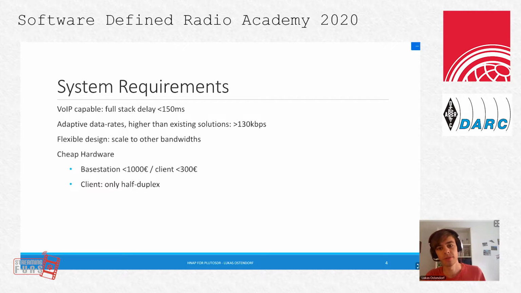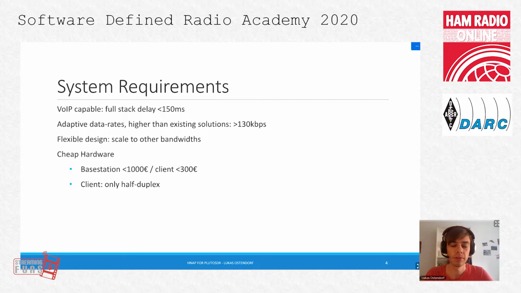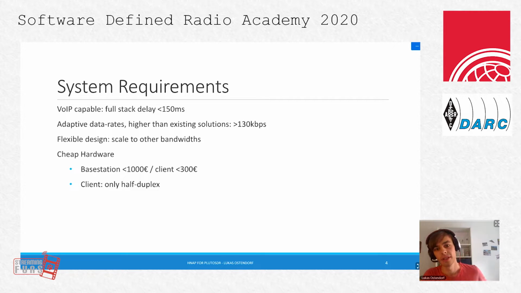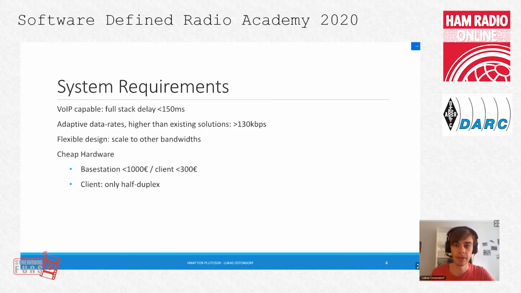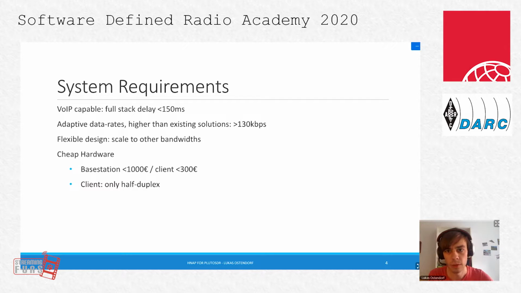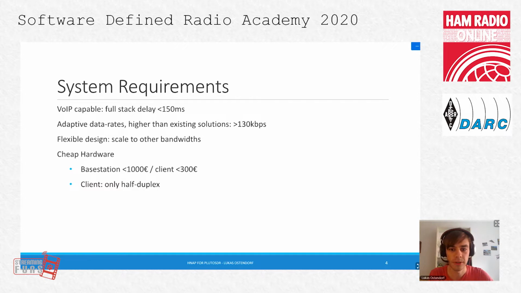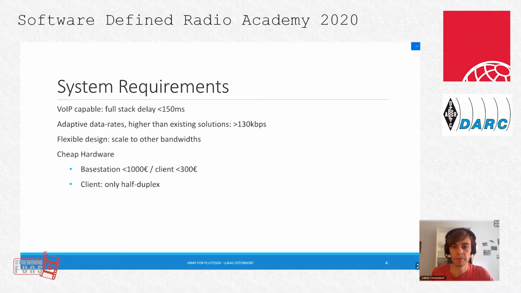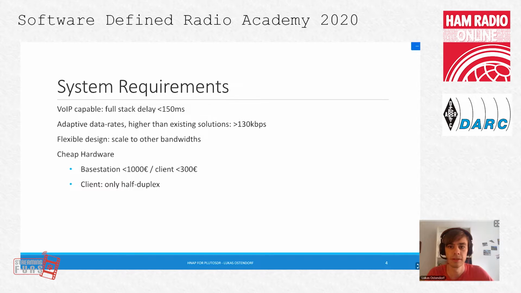Finally, the hardware should be somewhat cheap. We set a price tag for the client hardware of less than 300 euros, and the base station can be somewhat more expensive, up to 1,000 euros. The idea behind this is that for a base station, with this price tag, we can afford to have a duplexer, so the base station will run in full duplex mode. For the client, we just spare the cost of the duplexer, but therefore we have to restrict the client to half duplex operation.